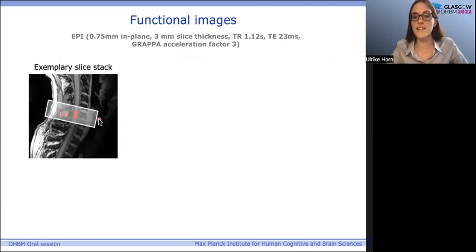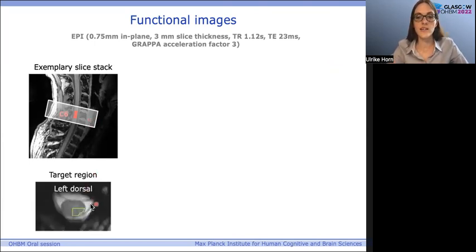Our slice stack is centered at the spinal level C6, where we would expect our activation to occur. And on this exemplary transversal EPI slice, you can see our target region, the left dorsal part of the cord. To come to the data analysis now, we are employing the following pre-processing steps.